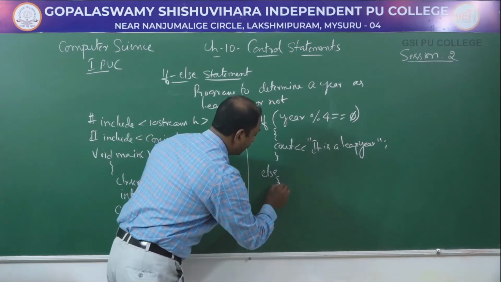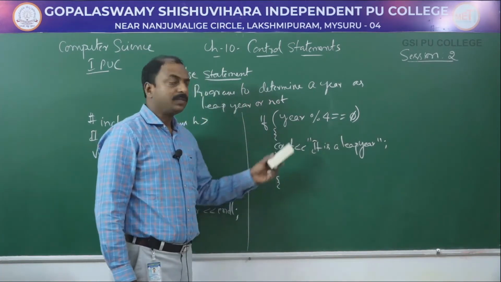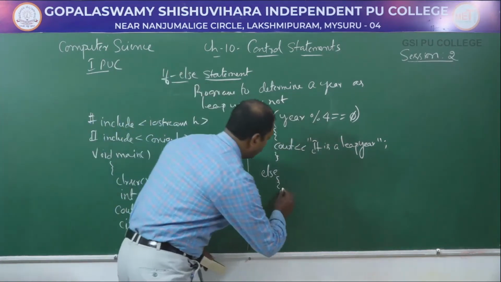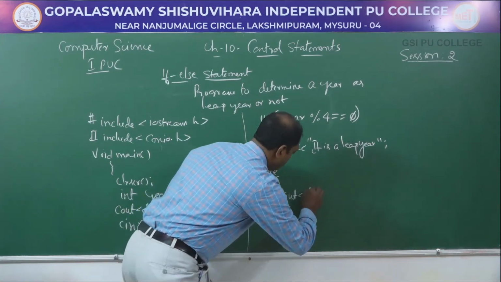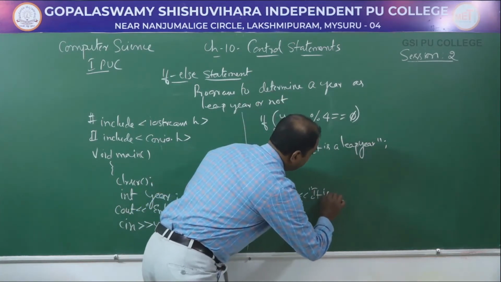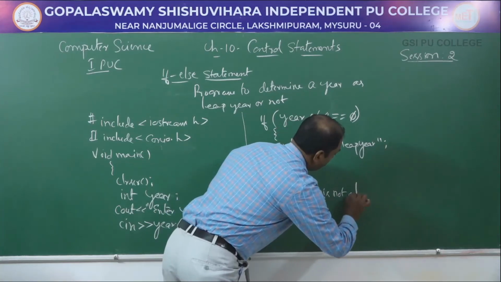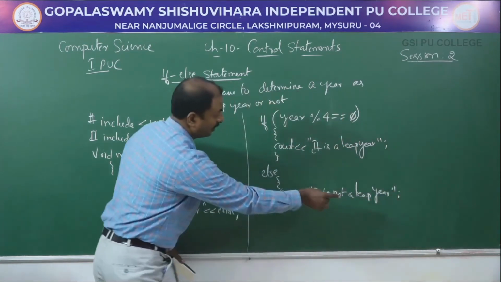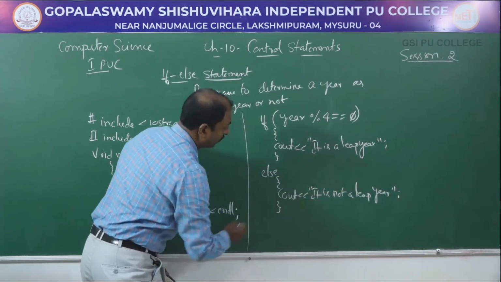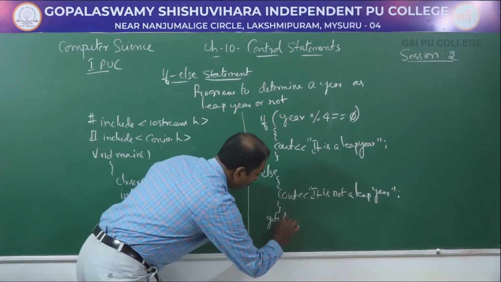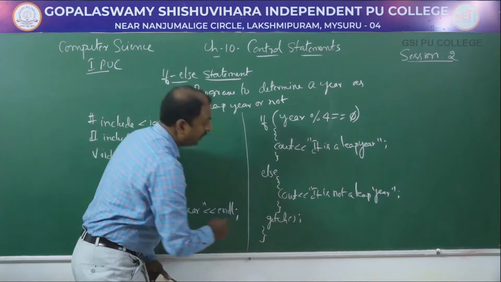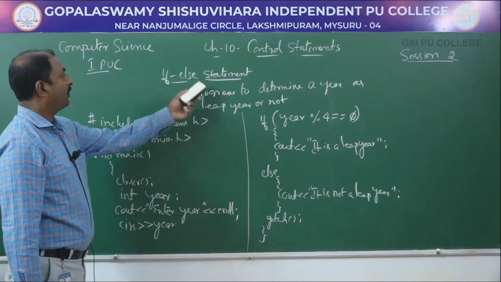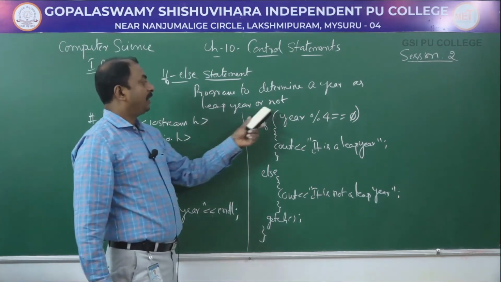Next, the else part. Under else, if this remainder is not 0, then we have to display that it is not a leap year. So here cout "it is not a leap year", then close the quote, semicolon, close the bracket, then close the program with getch and closing this main bracket. So this is an example of using an if else statement to print whether a year is a leap year or not.